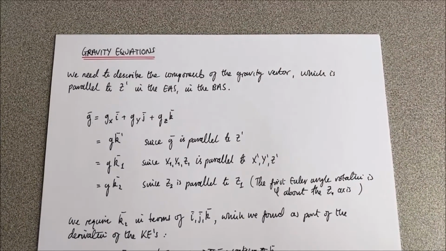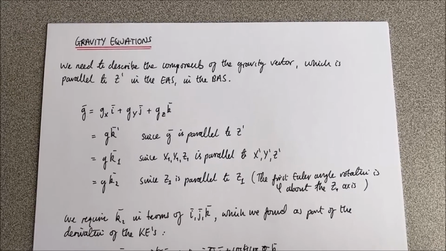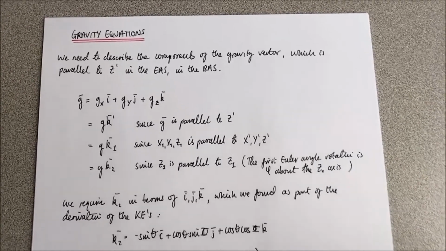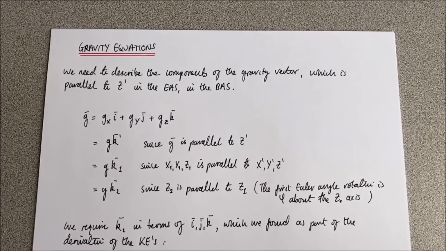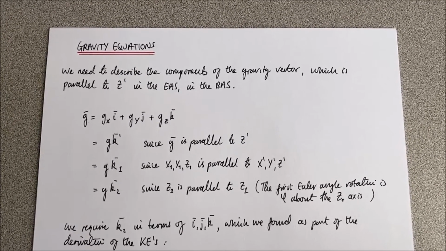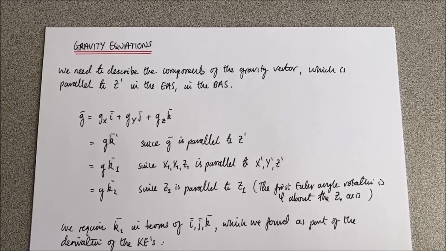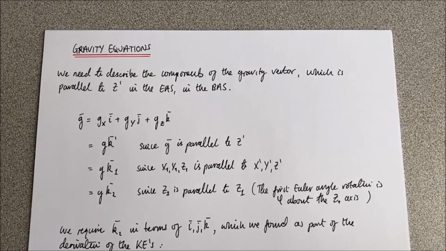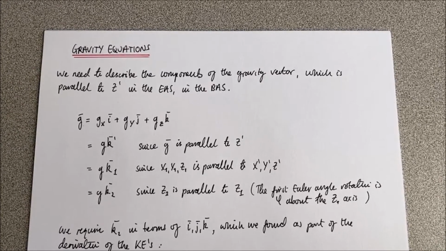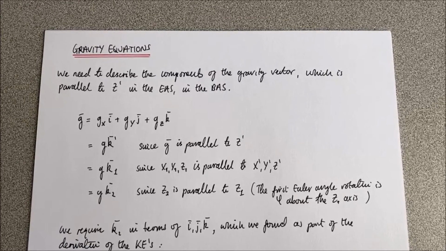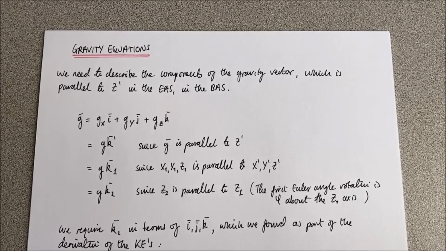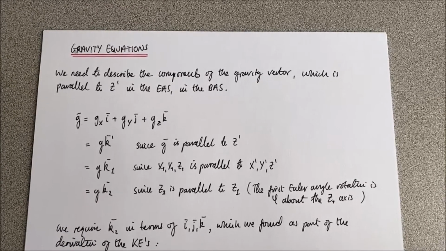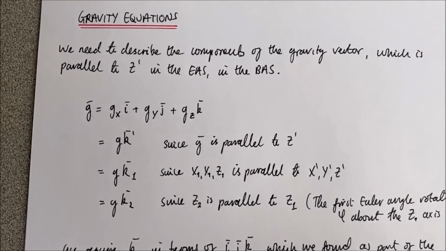So the final step of the derivation of the aircraft equations of motion, appreciate it's been a very lengthy process, but hopefully you're all still with me, is to find the components of the gravity vector, which we said was parallel right at the start to the z-axis in the Earth axis system. We need to find that in terms of the body axis system.